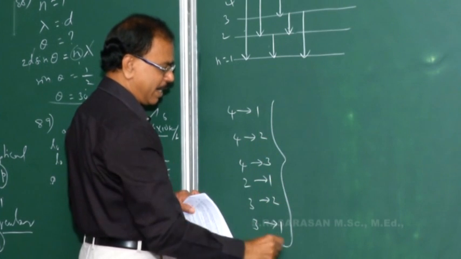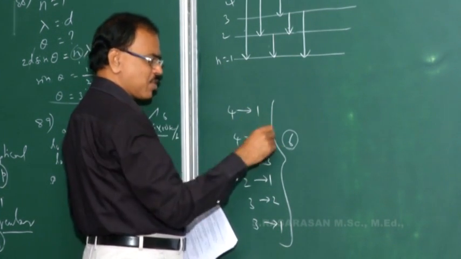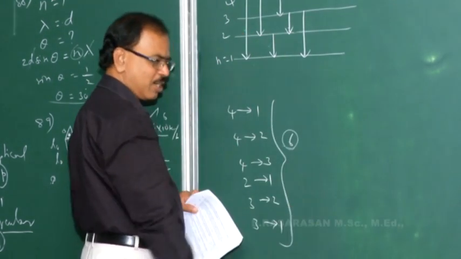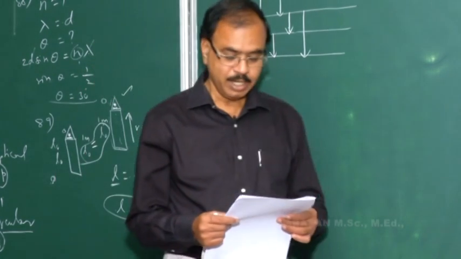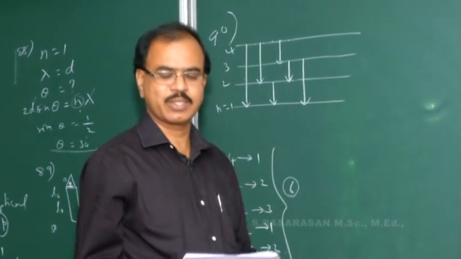ஸோ டோட்டலி how many transitions possible? 6 transitions possible. But during each transition, the difference in energy level is emitted as radiation, that is called spectral line in the emission spectrum. So அவங்க கேட்ட கொஸ்டினுக்கு the possible number of spectral lines in the emission spectrum சொல்லுங்கள். 6. Option C.